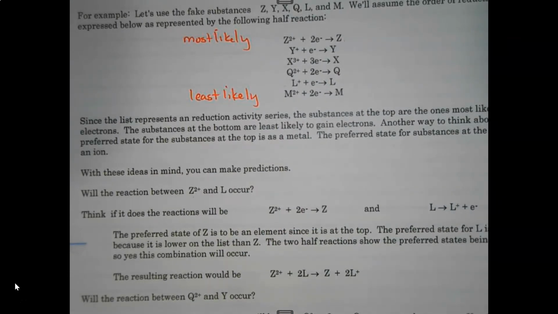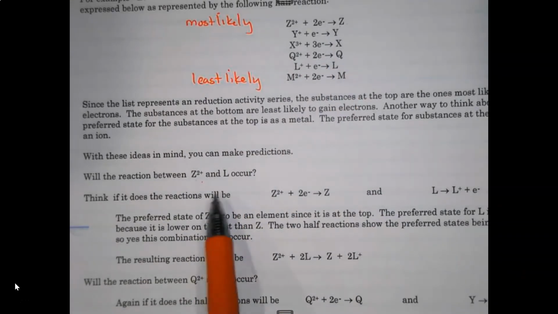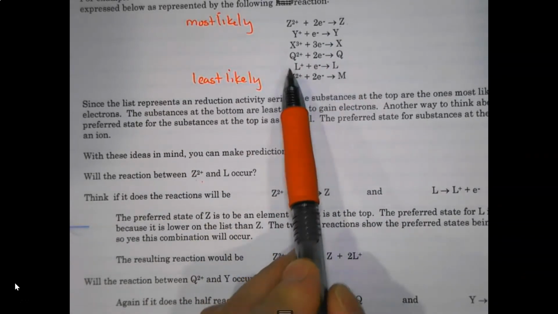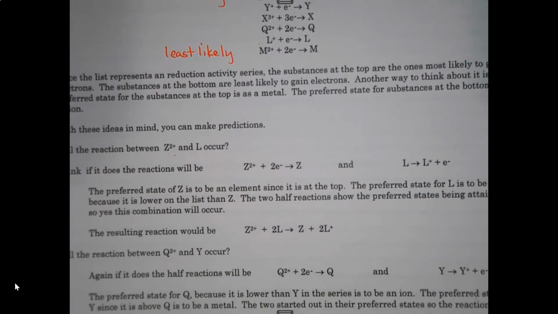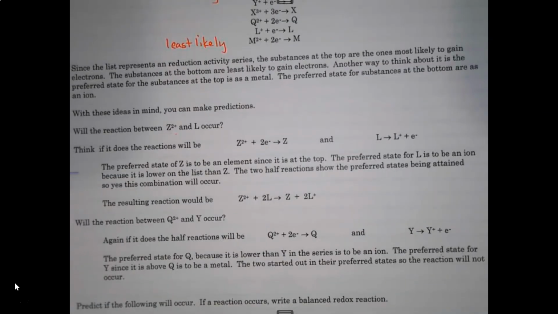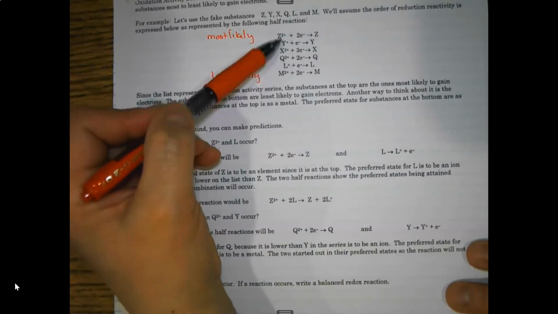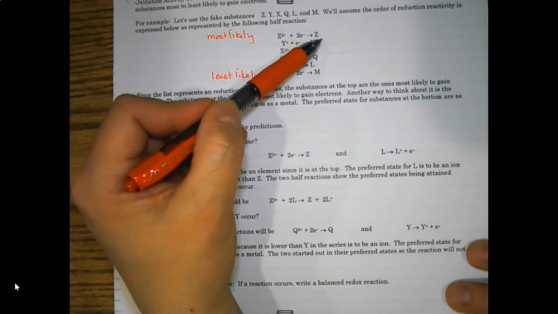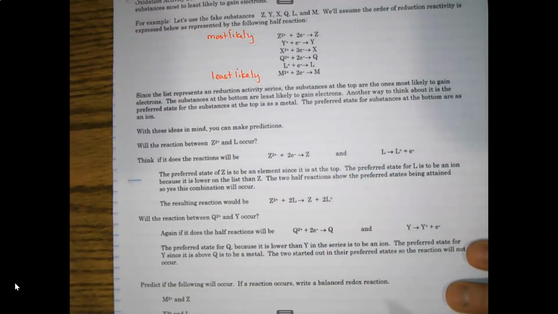So now you've got to consider what situation you have. Z2+ and L are what we have. Well, Z2+ wants to be the metal. L wants to be the ion. So is this reaction going to take place? Absolutely. It is going to take place. So what's going to happen, and I'm going to zoom out a little bit because again, I made it a little bit too big. So will this reaction take place? Yes, it will, because these two substances are not in their preferred state. Their preferred state is zinc as an element, and L+ as the cation.